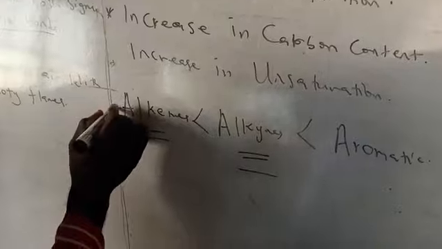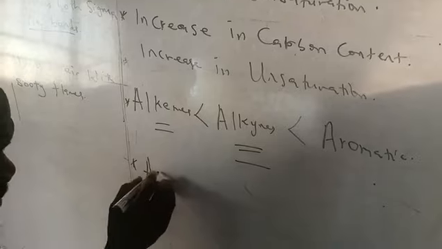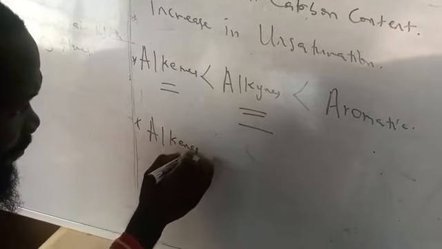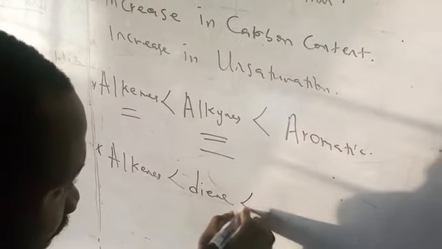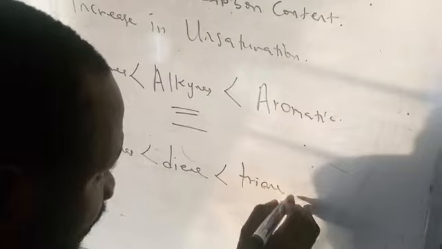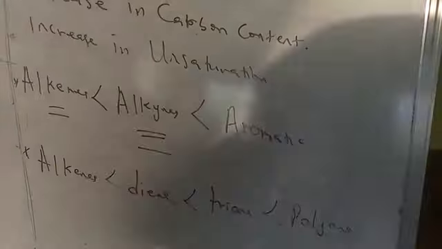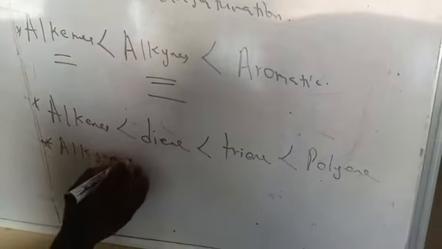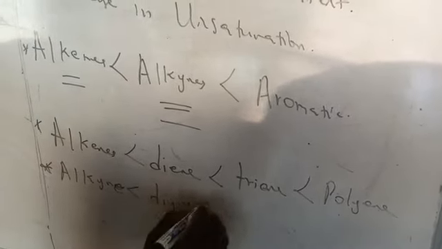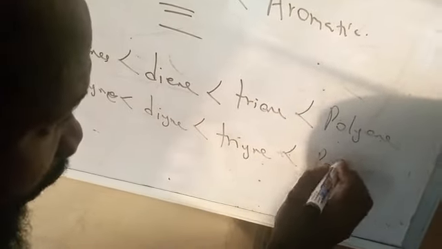We have the alkenes, which are lesser compared to diene. Diene is lesser compared to triene, and triene is lesser compared to polyene. That is how the trend moves. Then we have the alkyne, which is lesser compared to diene, diene is lesser compared to triene, followed by polyene, and that is how the trend moves.